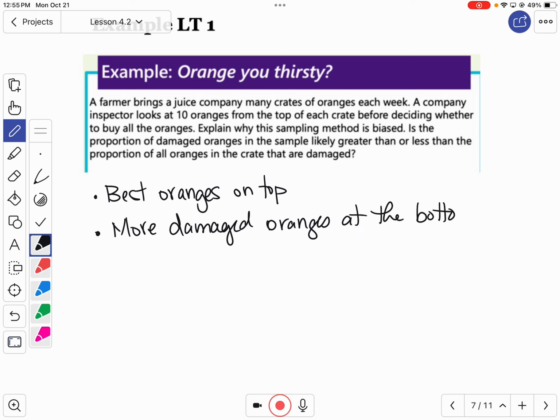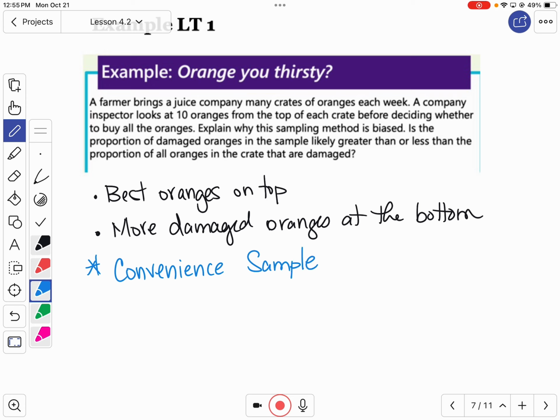Okay. Would you call this a convenience sample or a voluntary response? It's a convenience sample, right? We're looking just at the oranges at the top. It is a convenience sample.